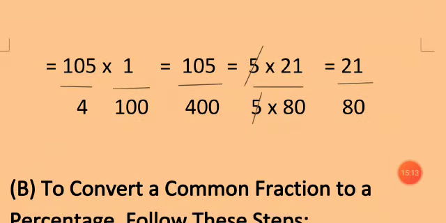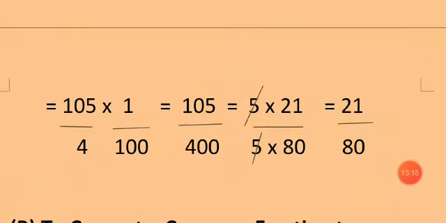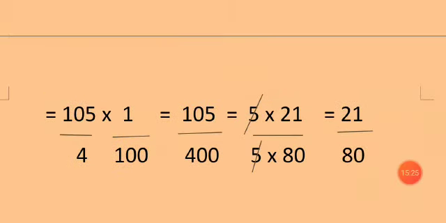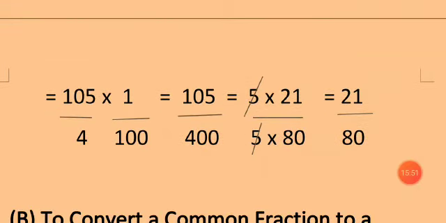Numerator multiplying numerator, denominator multiplying denominator. I have 105 times 1, which equals 105, over 4 times 100, which equals 400. The highest common factor of 105 and 400 is 5. So 5 times 21 is 105. 5 times 80 is 400. 5 is divisible by 5, so 5 divides 5 just one time. So my lowest fraction here is 21 over 80.